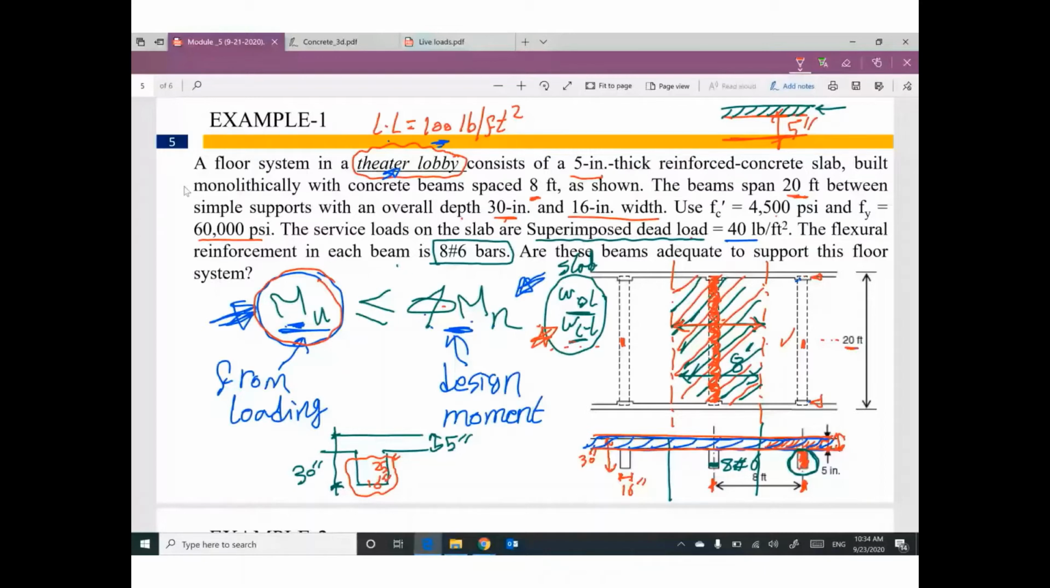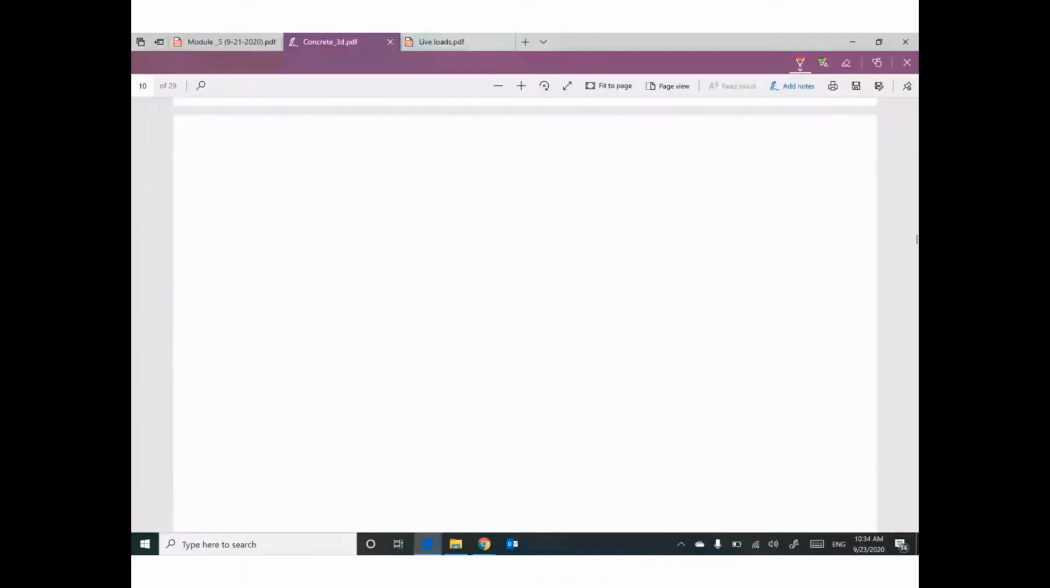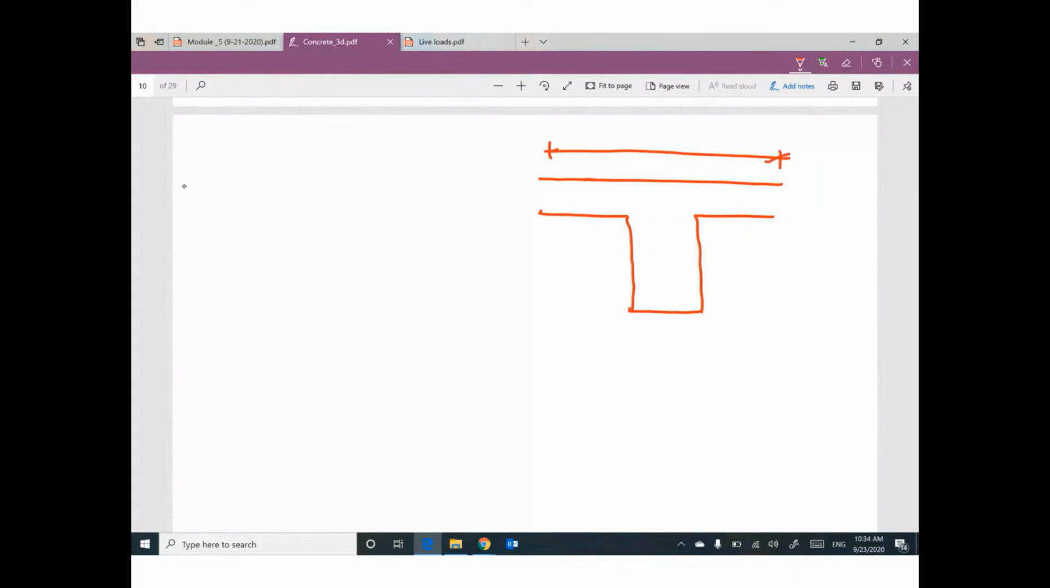Second part of this problem, how can I figure out the design moment? So we have another problem. We have cross section. Remember, your cross section is not a rectangle, it's a T section. By the way, can anybody tell me what is the effective width of this flange? Yeah, because you are talking about a T section. Do you remember how can I figure out the b effective?